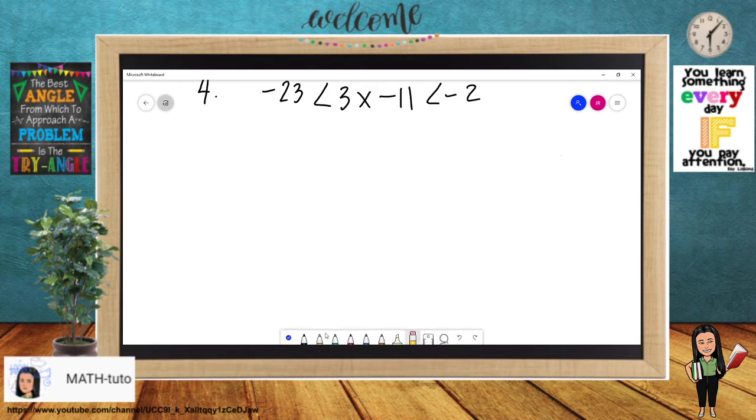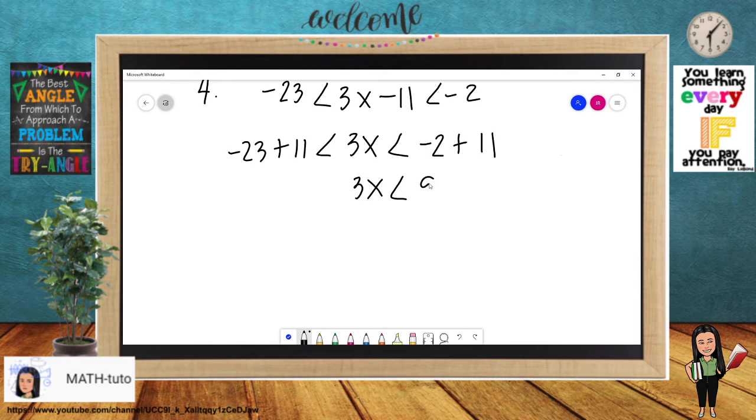Okay? So, if we add 11 in the middle, the 11 in the middle portion will be removed. Of course, we need to add 11 to the other boundary. So, negative 2 plus 11. On this side, negative 23 plus 11. Okay? So, this is 3x, and then this part is 9. This part is negative 12. Okay? Now, we need to divide all of the terms by 3. Because the numerical coefficient needs to be 1. So, divide by 3. Because our divisor is positive, there is no need to change the inequality symbol. So, just x here. This part is 3. And then this part is negative 4.